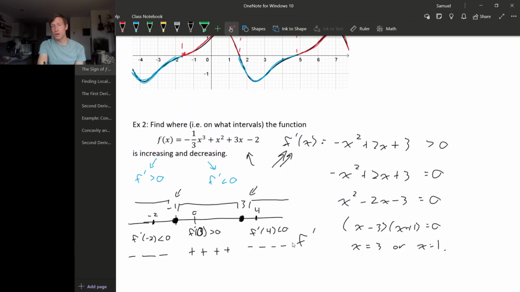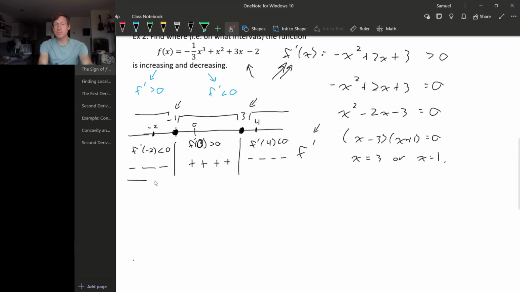Now what this chart tells us, I call this thing a sign chart. This chart is just a record of where this function, f prime, is positive and where it's negative. But remember, when f prime is positive, f itself is increasing. And where f prime is negative, f itself is decreasing. So that's here and here.